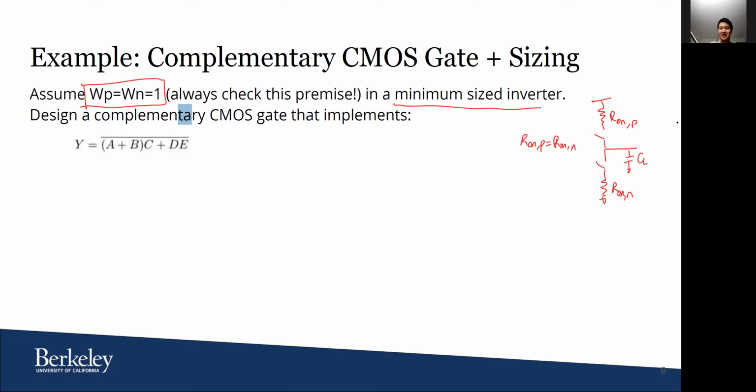Okay, so let's design this logic gate. What do we have? Question. If the width of PMOS was larger, wouldn't the resistance be smaller because it's proportional to L over W? So no, what it's saying is that in a minimum sized inverter, the goal of having the minimum sized inverter is for the equivalent resistance of the PMOS to equal that of the NMOS.